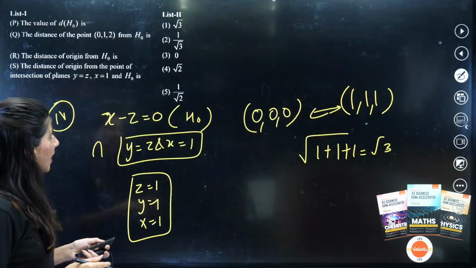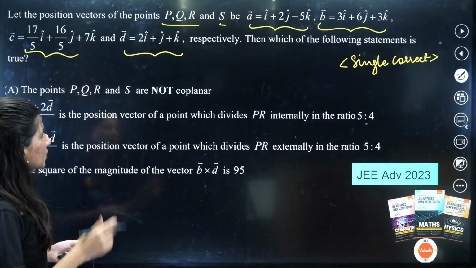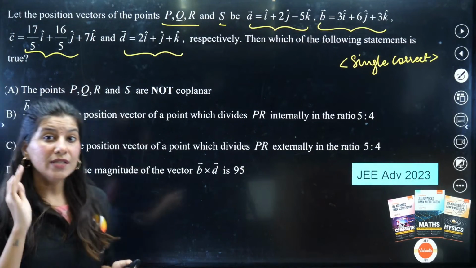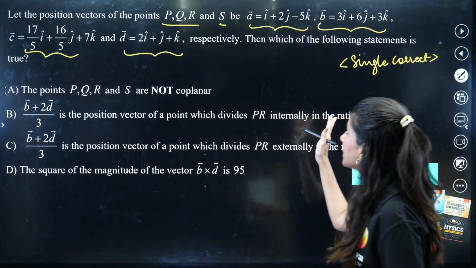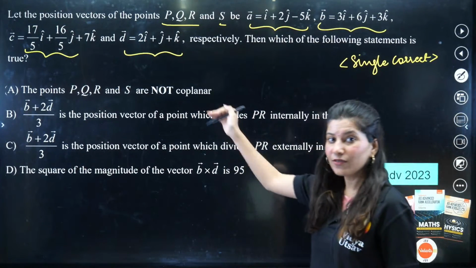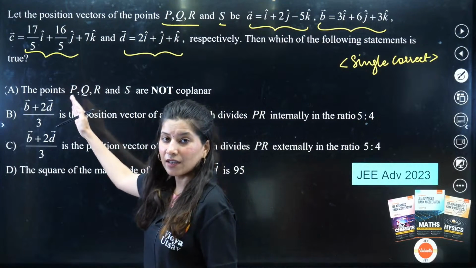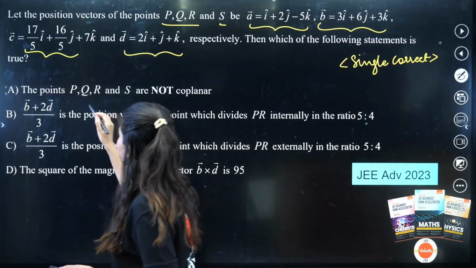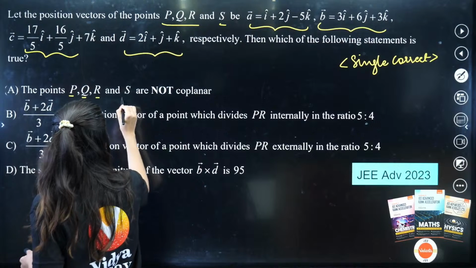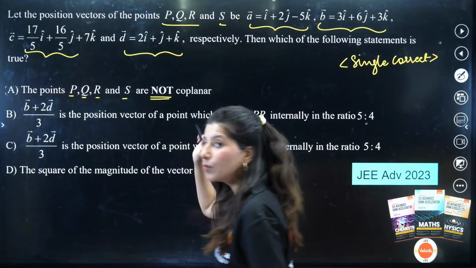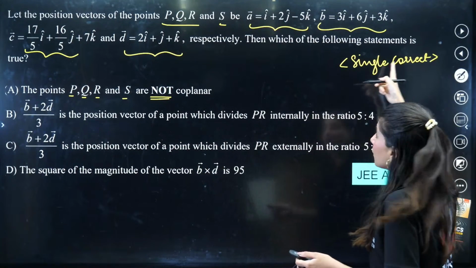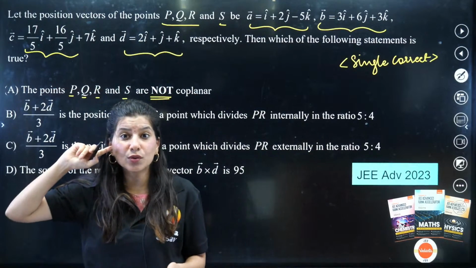So now we are having a question from JEE Advanced 2023 which says position vectors of these 4 points are given. Then which of the following? So one by one we need to check all the options. Option A is saying the points P, Q, R and S are not coplanar. Please understand, we are looking for the true statements.